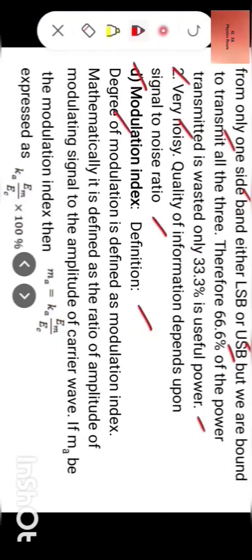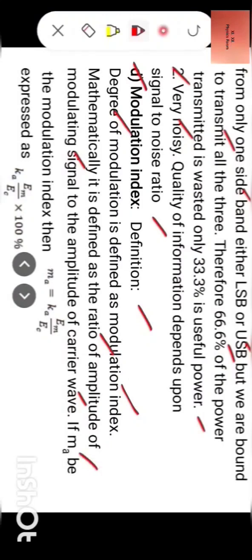Modulation index. Let us define. Degree of modulation is defined as modulation index. Mathematically, it is defined as the ratio of amplitude of modulating signal to the amplitude of carrier wave.